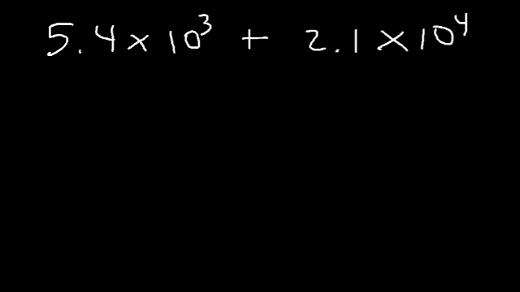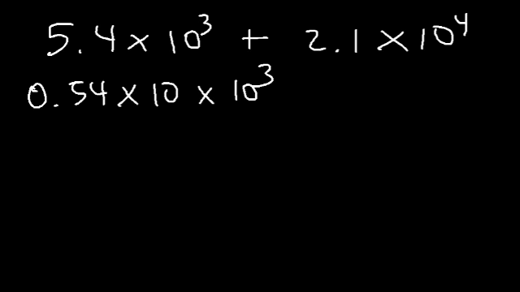So how can we do this? How can we make the 10 to the 3rd 10 to the 4th? 5.4 is basically 0.54 times 10. Do you agree? If you multiply 0.54 times 10, you get 5.4. So we can replace 5.4 with 0.54 times 10. And 10 is the same as 10 to the 1st power. So therefore, 5.4 times 10 to the 3 is 0.54 times 10 to the 4.